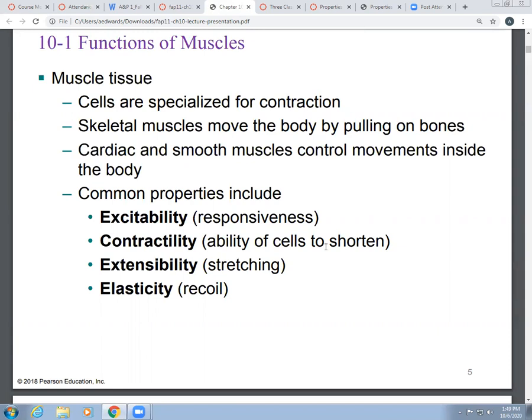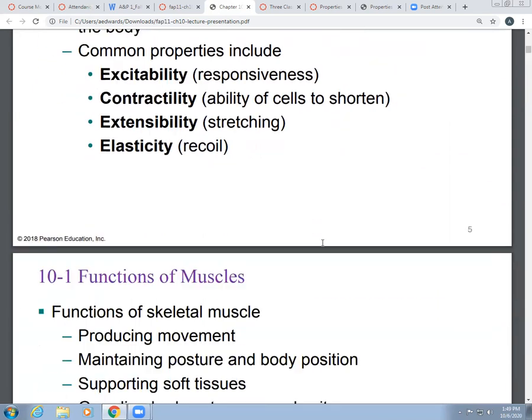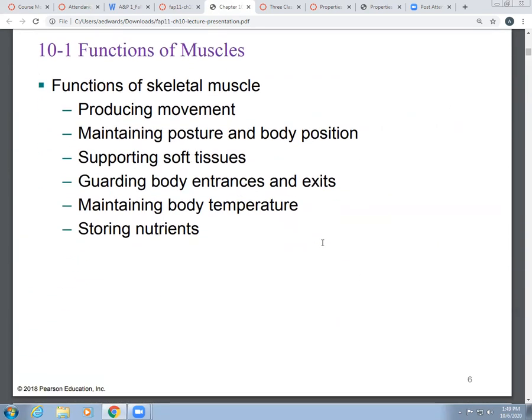We just talked about properties of muscle, like excitability, responding to stimulus; contractility, shortening; extensibility, stretching; and elasticity, recoiling. Functions of skeletal muscle include movement, maintaining your body position and posture, supporting the soft tissues of your body, guarding the exits and entrances in your body, keeping your body temperature where it needs to be, and being a storage system for nutrients. Those are important properties of muscle.